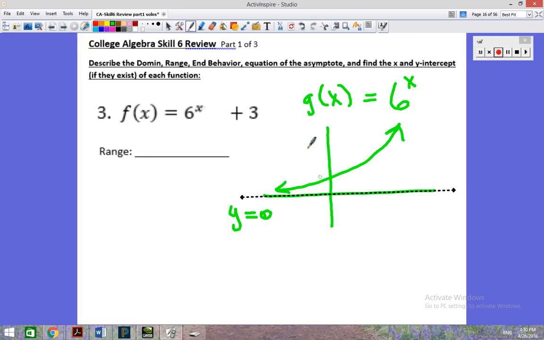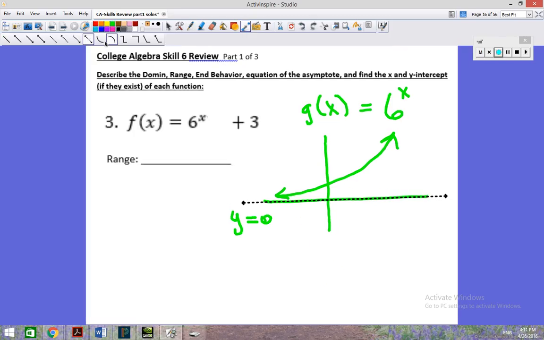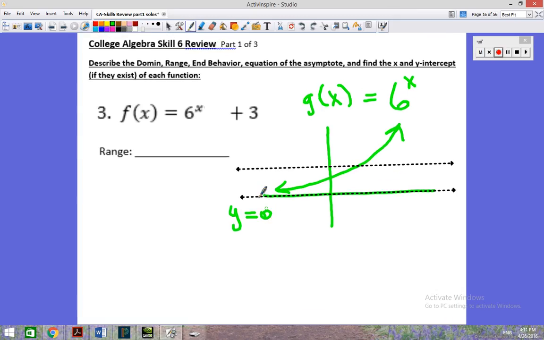So if this is lifted up 3 units, take 0 plus 3, well, hey, that's y equals 3. And now it still has that general shape. It's still an increasing function, but it's getting closer and closer to this y equals 3. So the range is entirely above this horizontal line, and that horizontal line is 3.